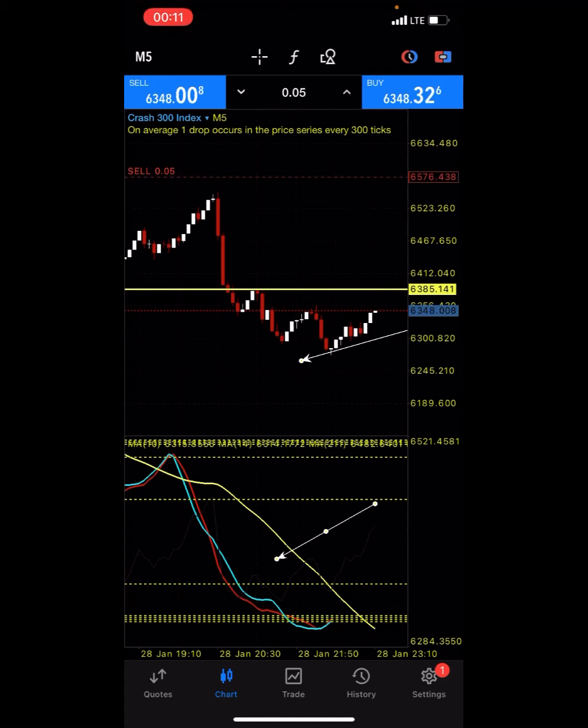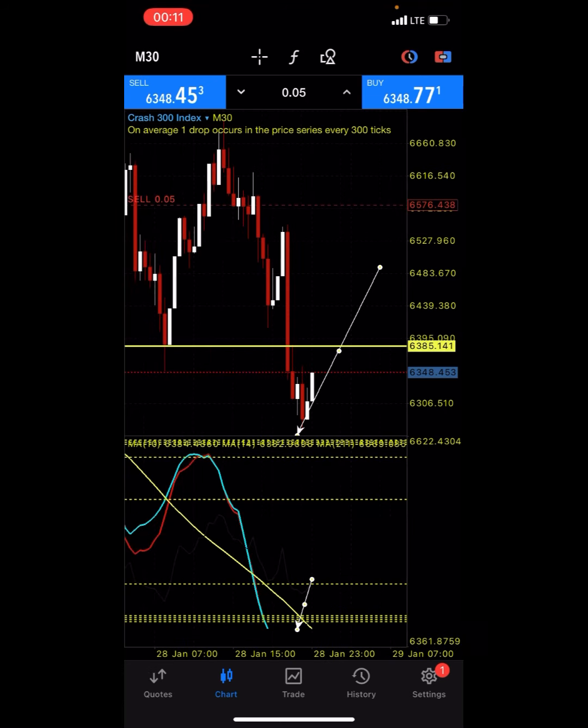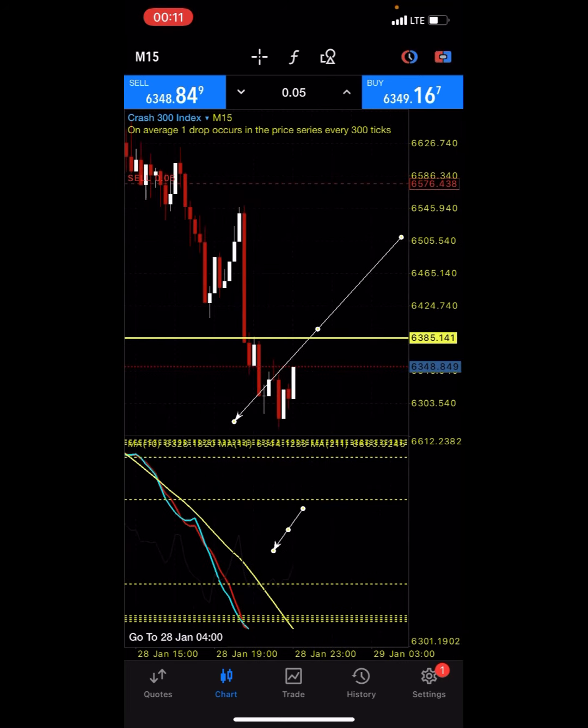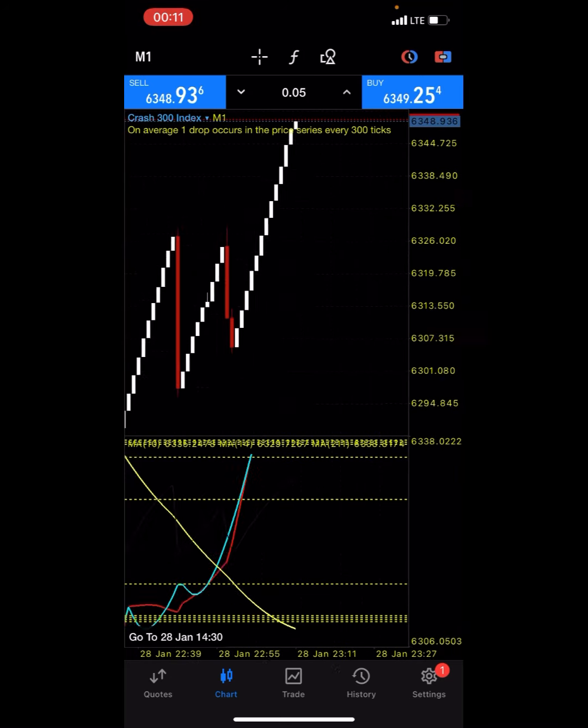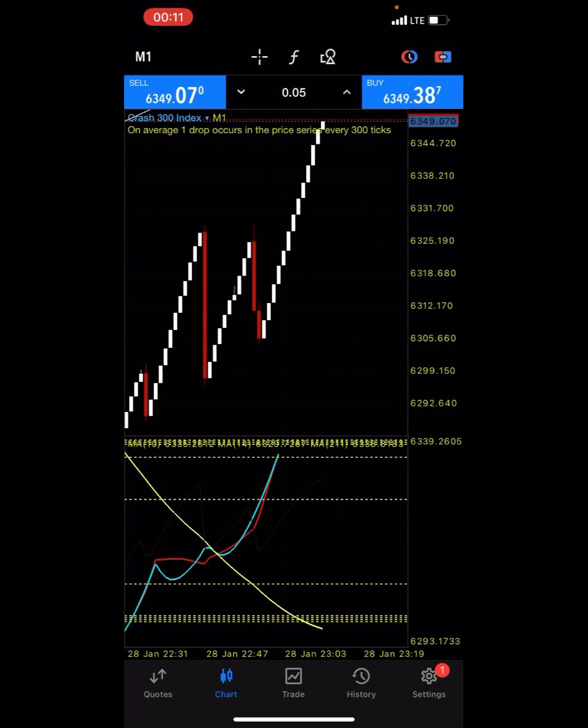Okay, so if you see the yellow moving average in a higher time frame sloping to the downside, now we have the 30-minute time frame right now, we see it sloping to the downside, right? In the 15-minute time frame, we see it sloping to the downside. In the 1 minute time frame, we also see the yellow moving average sloping to the downside. What does this tell you? That it tells you that the bears are strongly in power in this market.